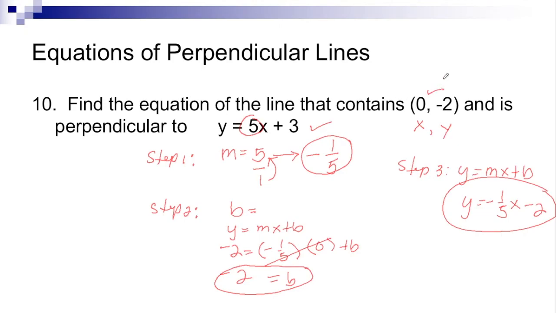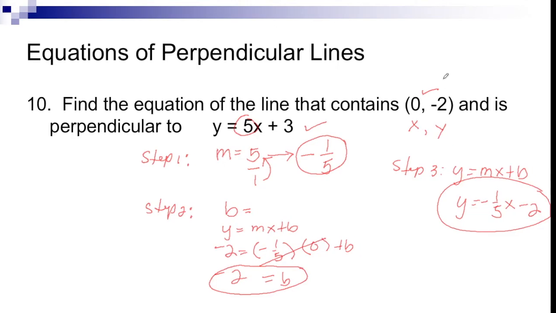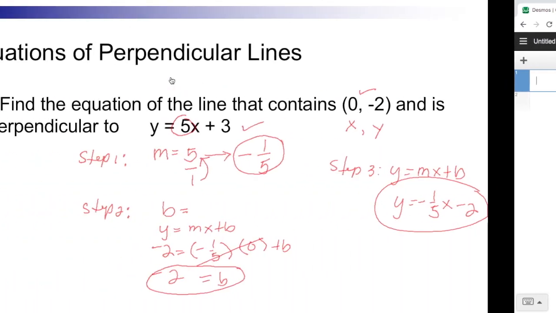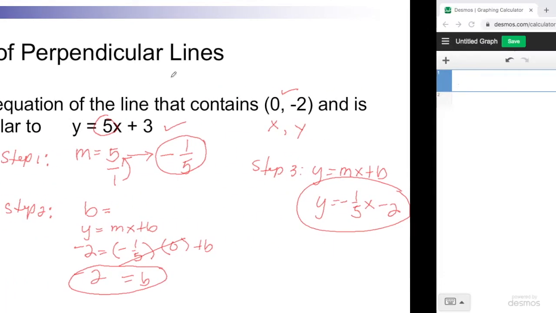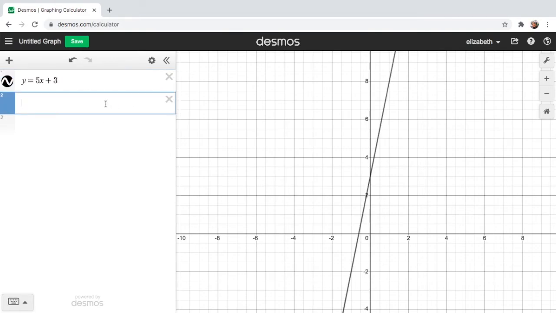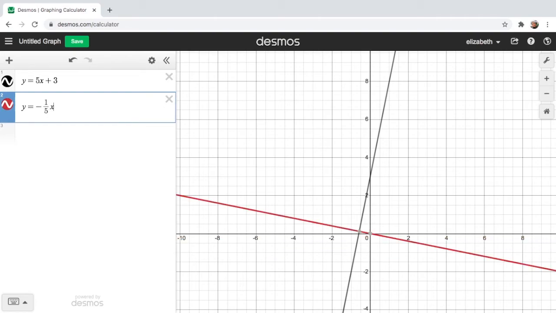So for you to know if your answer is correct, let us use Desmos Calculator to graph both equations. The first equation is y equals 5x plus 3, and the other equation is y equals negative 1 over 5x minus 2.